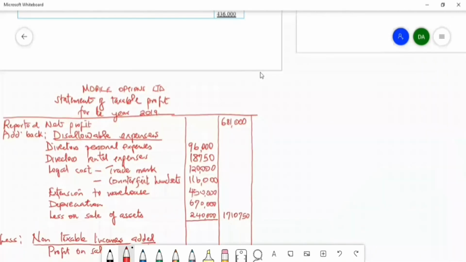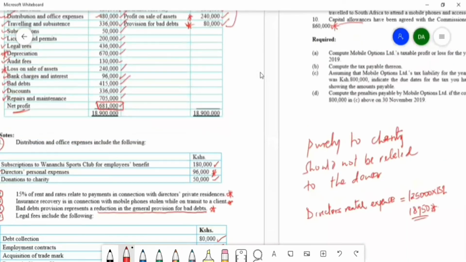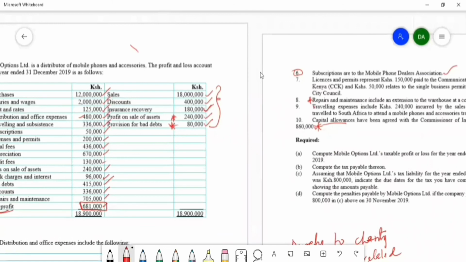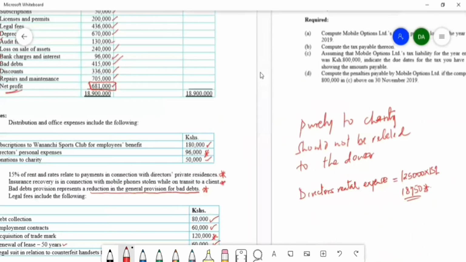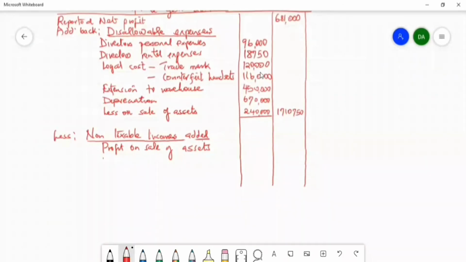We also add provision for bad debts, or provision for bad and doubtful debts. Here we have 240,000 and 80,000. So those two we add. We add the two. The total should be 320.